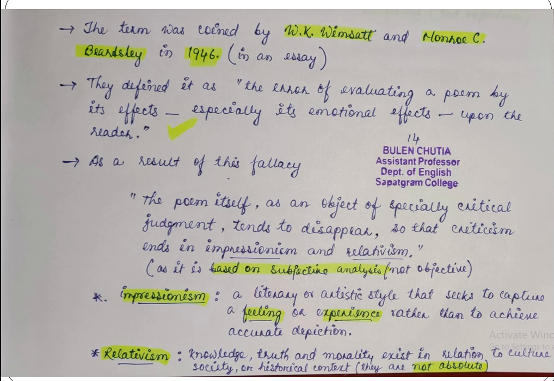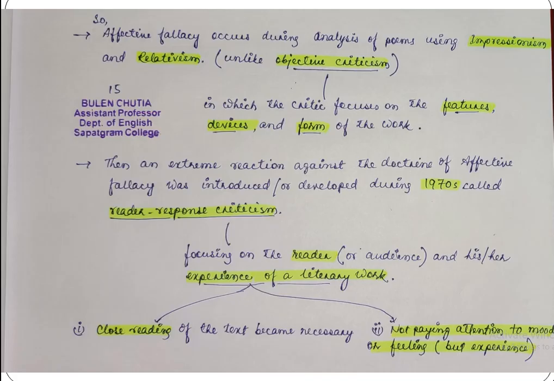The meaning changes along with time. The meaning changes with the condition. The meaning changes with historical context. So these two ways are responsible for high affective fallacy. Okay, so affective fallacy occurs during the analysis of the poem using impressionism and relativism, as I have already told you. Impressionism and relativism are two things which are completely different from objective criticism. So some of the critics then came out with new ideas to reduce the affective fallacy.